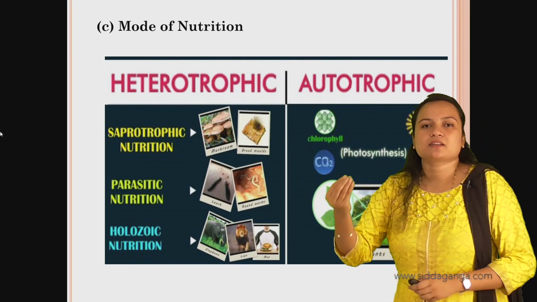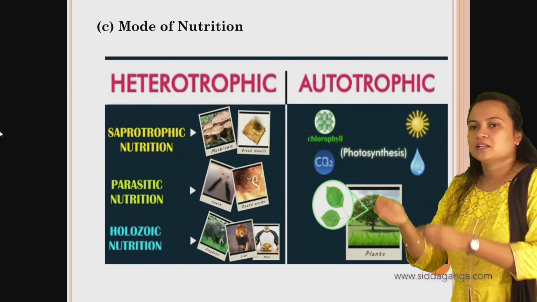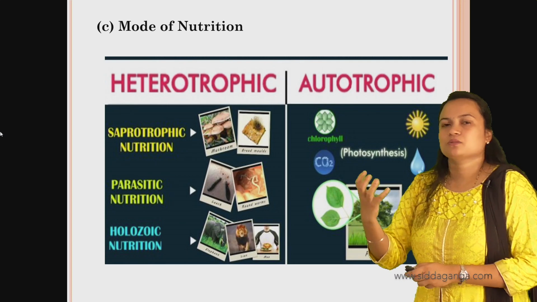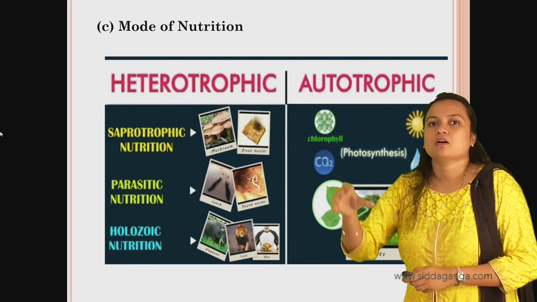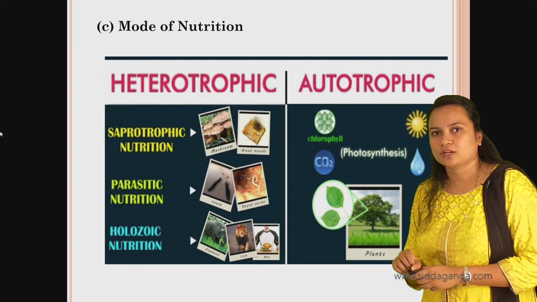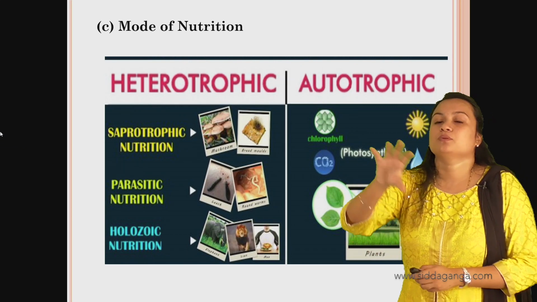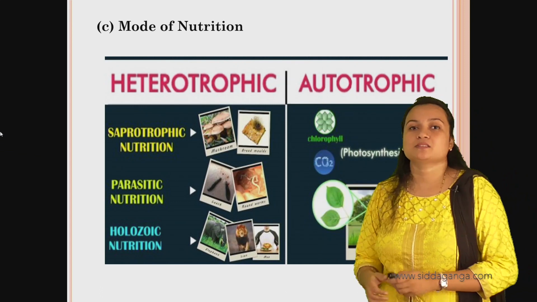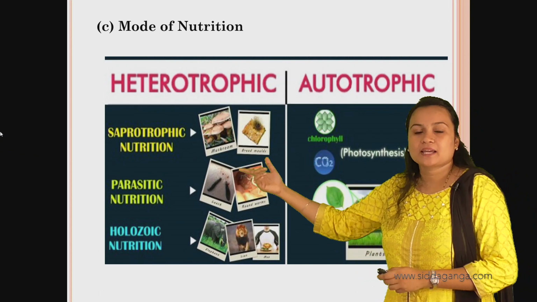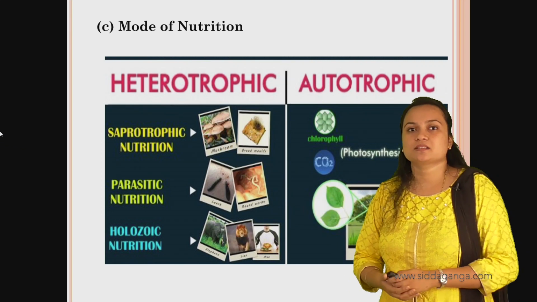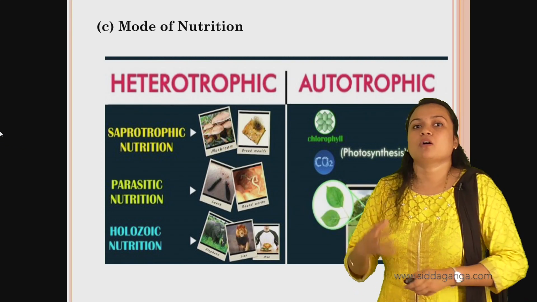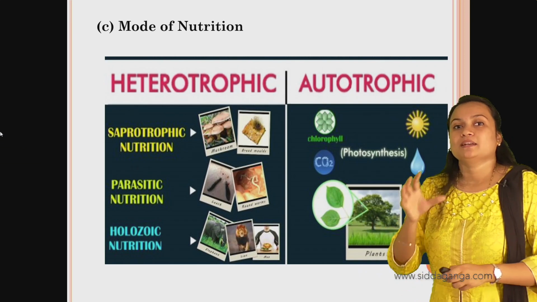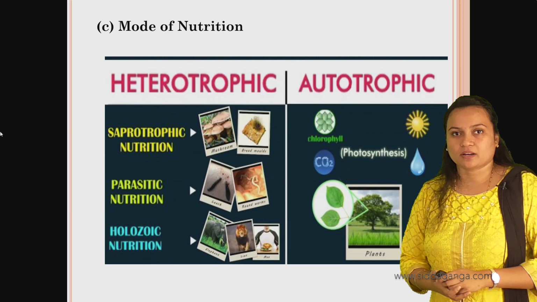So here some are saprophytic, that means these organisms, the source of food which is present, this food is broken down outside the body, and the broken down food, they consume. These organisms are called saprophytic organisms because they depend on dead and decayed organisms. These are saprophytes.